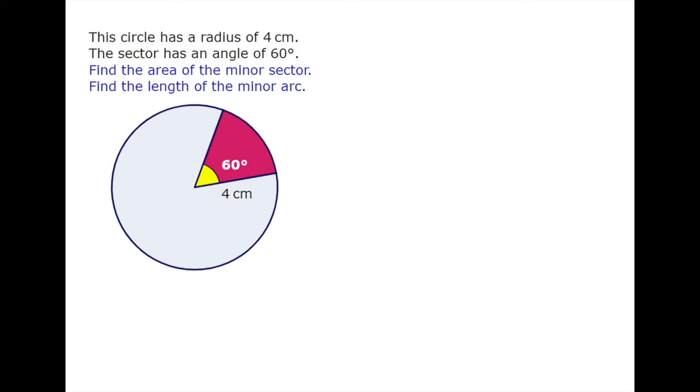Let's look at this question here. It says that this circle has a radius of 4 centimeters. So you can see that from the center to the circumference, that's the radius, that is 4 centimeters. Something that's also important to remember, that if that length there is 4 centimeters, the length of this radius here is also 4 centimeters. And the sector has an angle of 60 degrees, as you can see it's labelled there. The question that we are going to be looking at is find the area of the minor sector. So we need to find the area of this pink shaded area.